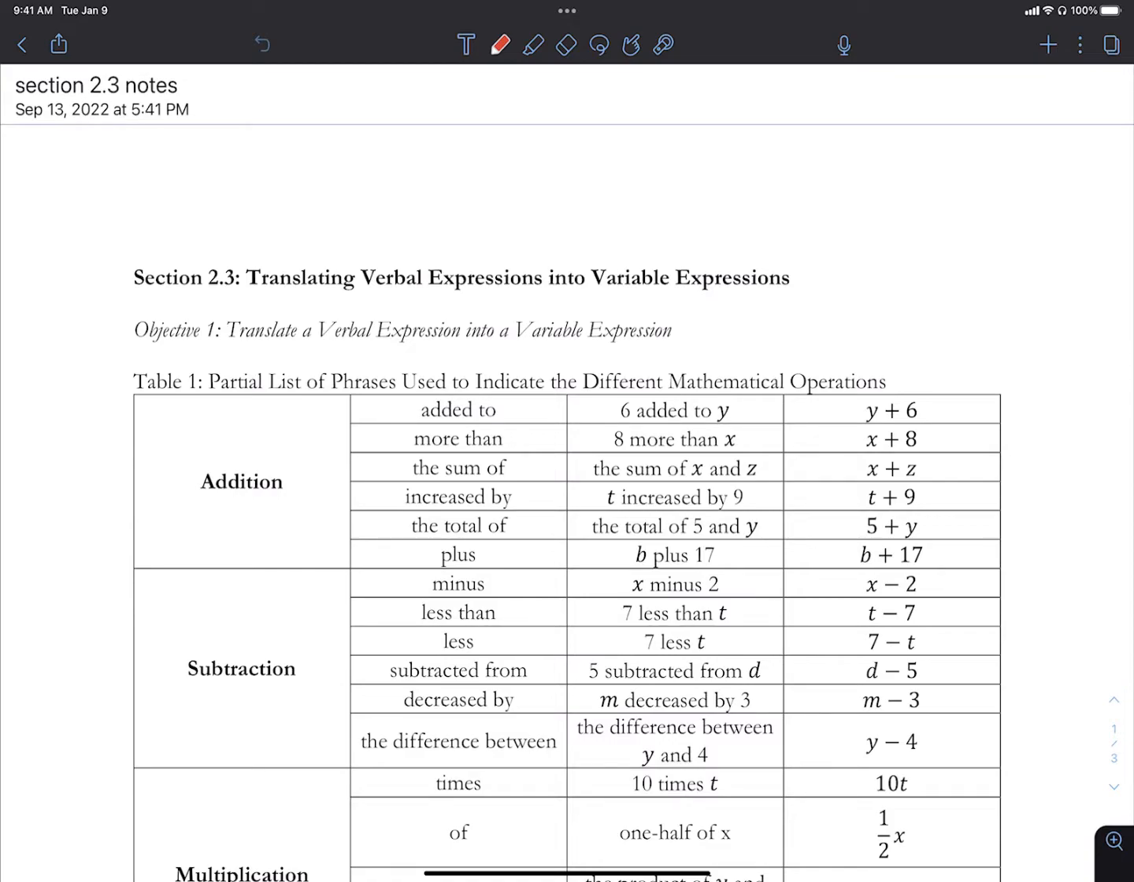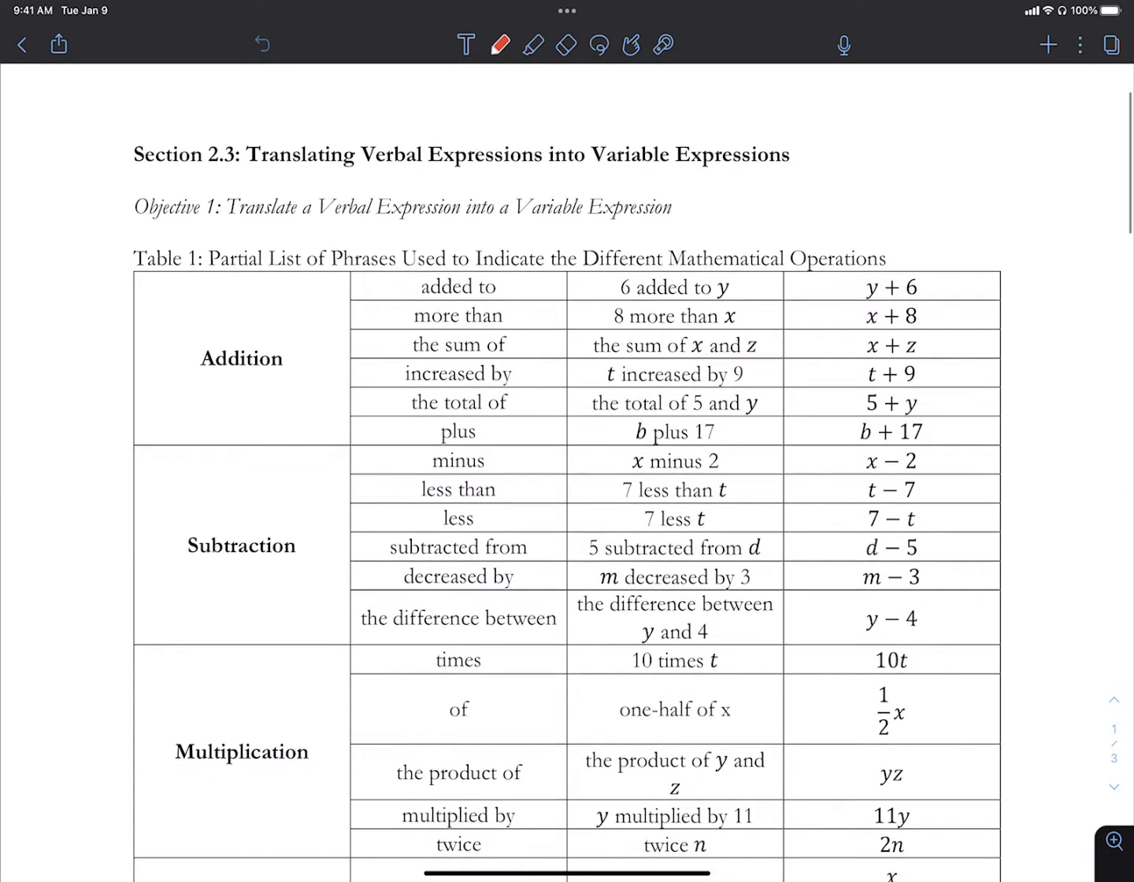This is we're going to translate verbal expressions into variable expressions, right? So in other words, we're going to be given something in words, and we want to turn that into symbols essentially, right? Objective one is just practicing that idea. So we want to translate a verbal expression into a variable expression.